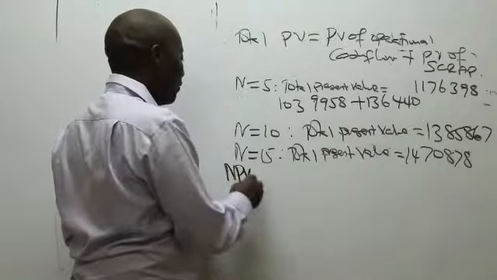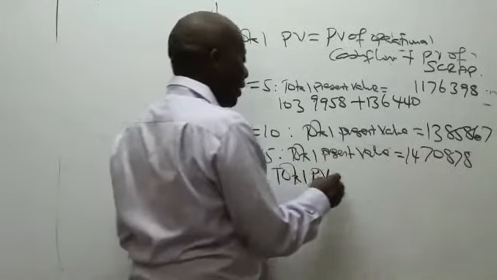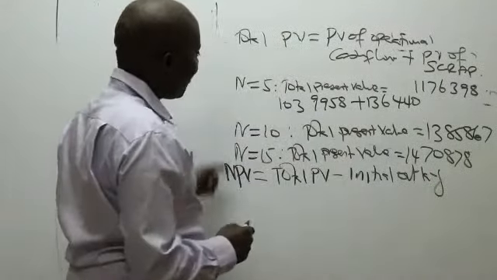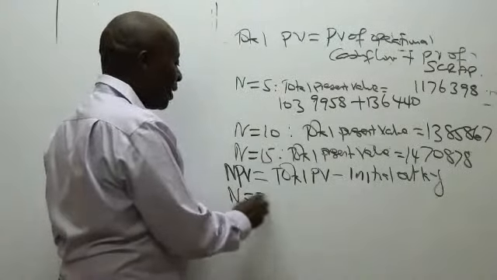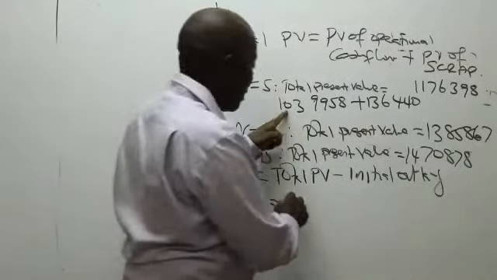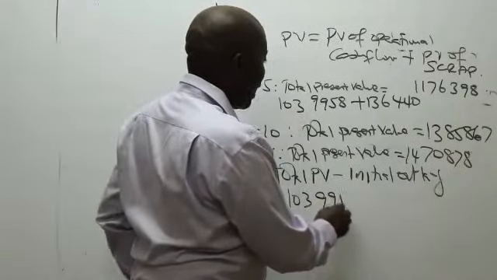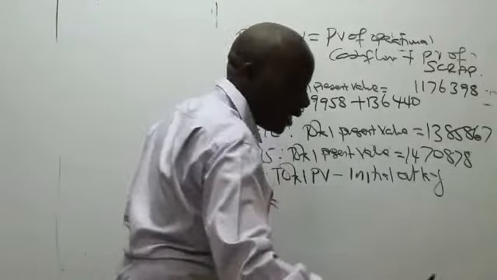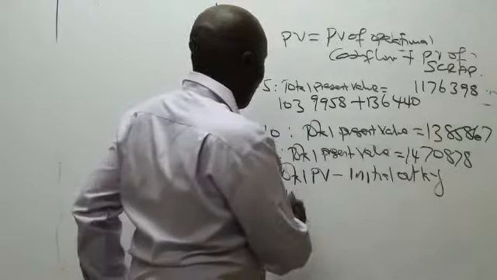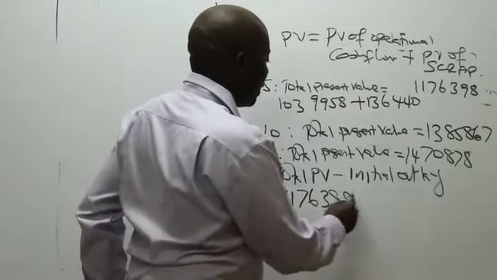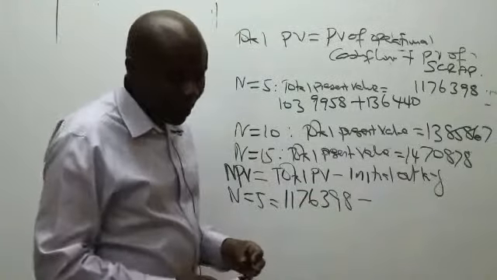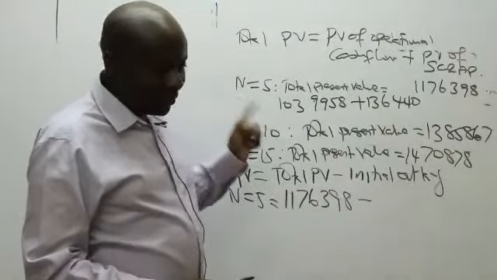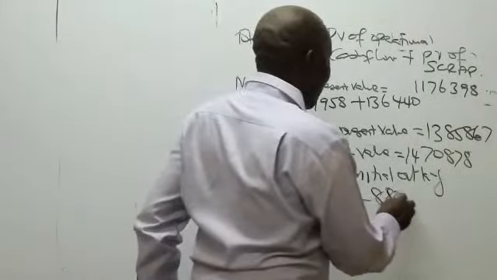The net present value will be equal to the total present value minus the initial outlay. So again, as usual, we start with n equals 5. When n equals 5, the total present value is given here. 103,99,50? No, quite wrong. When n is 5, it is 1,176,398 minus the initial outlay. Is there someone who can remind me the initial outlay? The initial outlay was 880,000. Thank you very much.